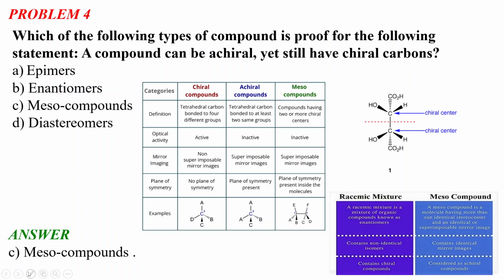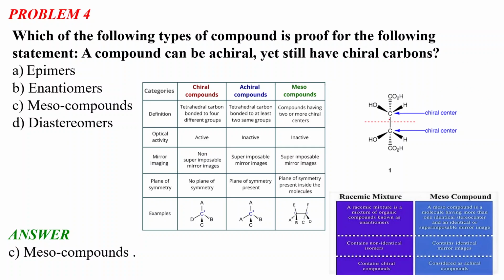Actually, in a racemic mixture, say you have 50 molecules of the R isomer and 50 molecules of the S isomer. These R and S isomer molecules are themselves chiral. But this 50-50 mixture makes the whole compound optically inactive, which is called the racemic mixture. One optical rotation is canceled by the other optical rotation.